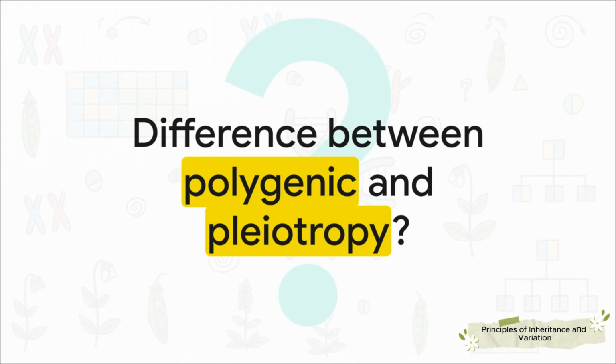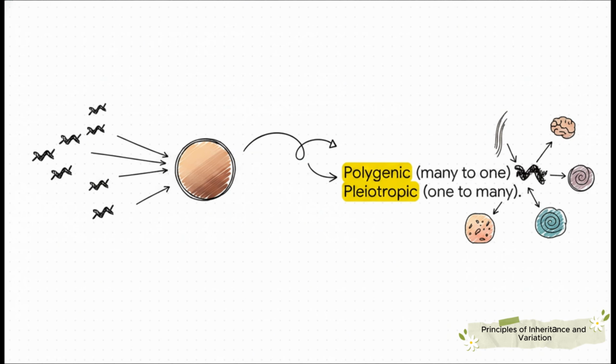Next up, we've got the ultimate vocabulary trap. Examiners love to use this to trip you up. What exactly is the difference between polygenic inheritance and pleiotropy? Okay, here's the ultimate memory trick you need to survive this question. Just think about the relationship, many to one versus one to many.